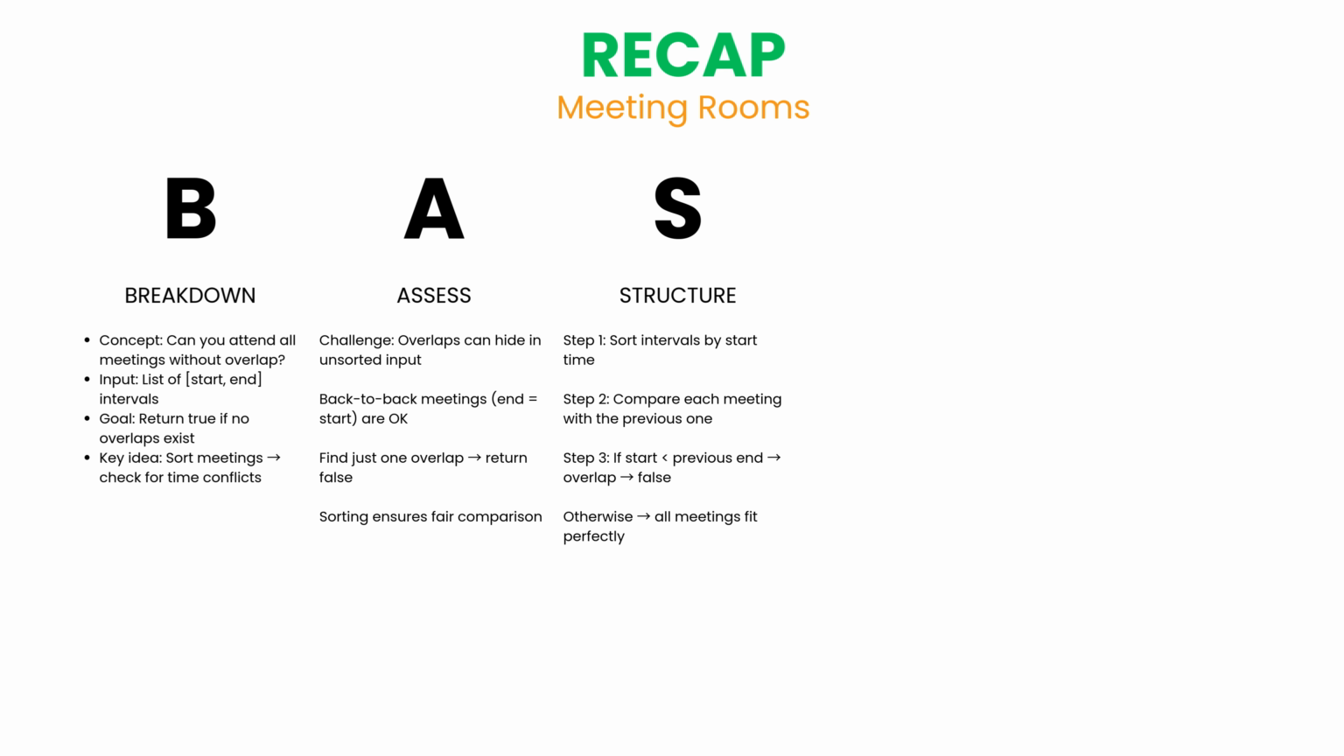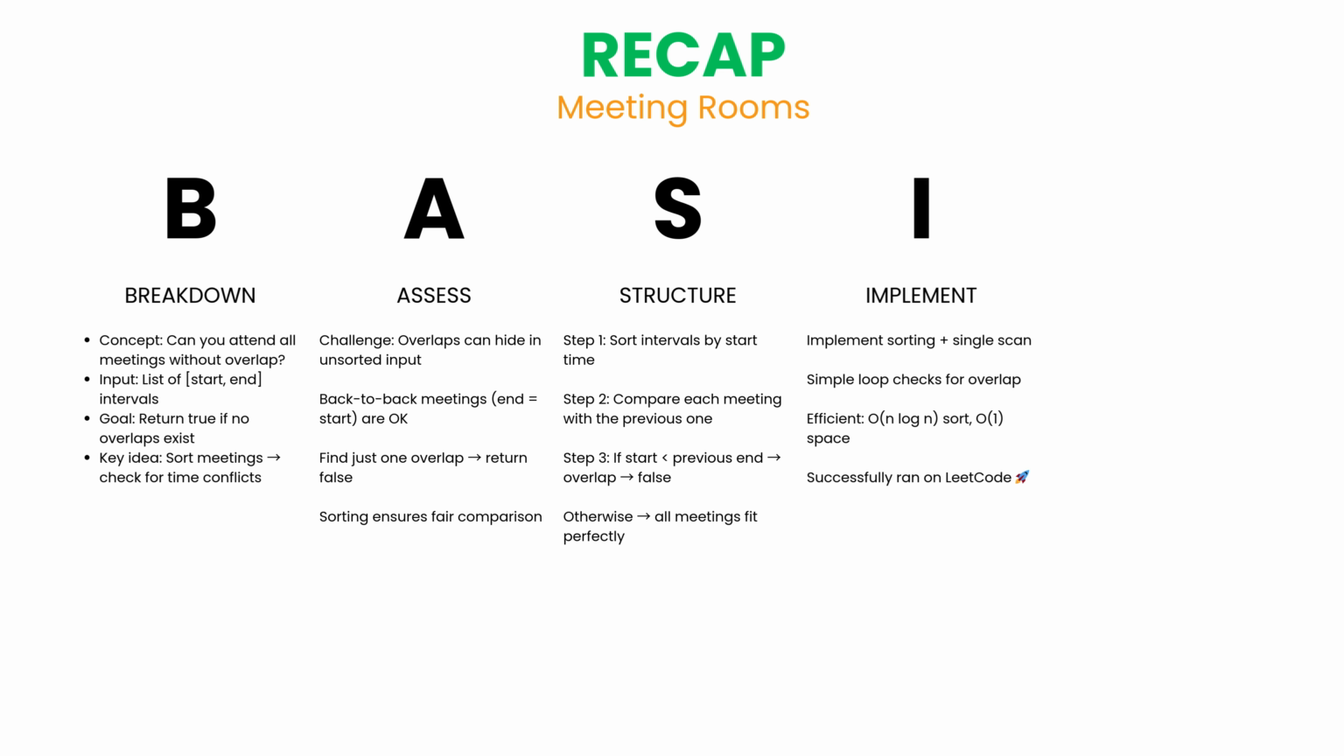Structure recap. Our structure is simple. Sort the intervals by start time. Loop through each one, checking for overlap with the previous meeting. If none are found, return true. Edge cases like an empty list or a single meeting automatically return true since there's nothing to conflict with.